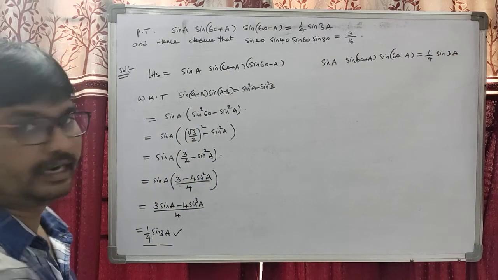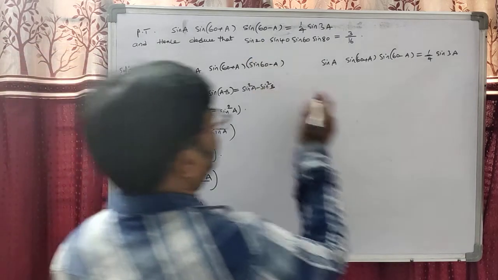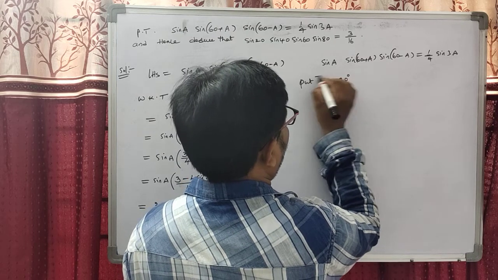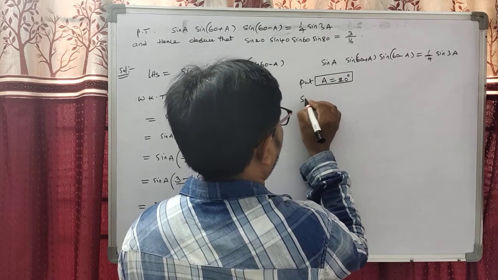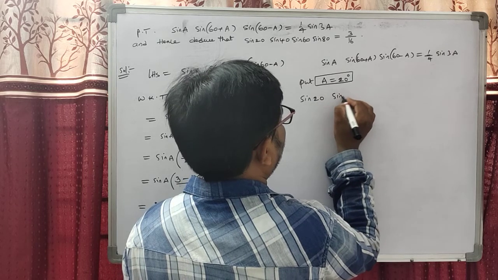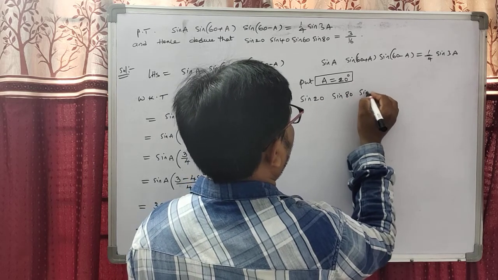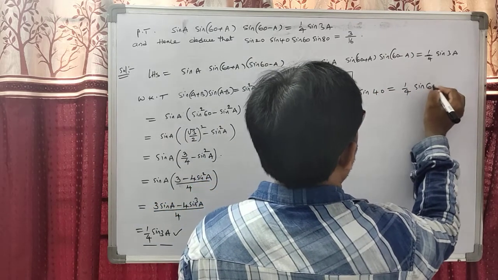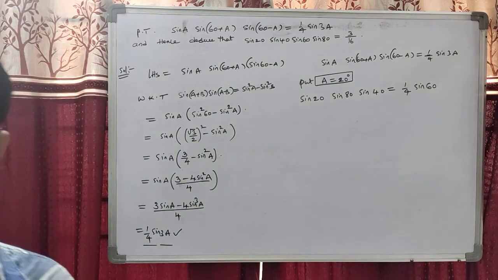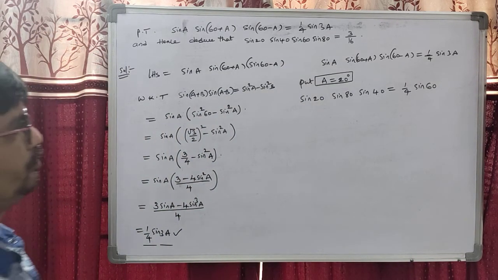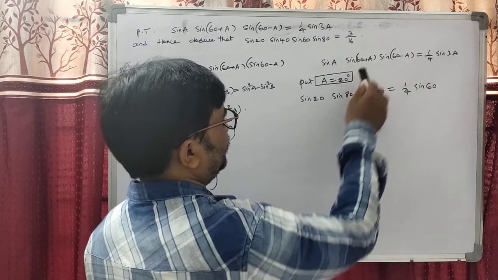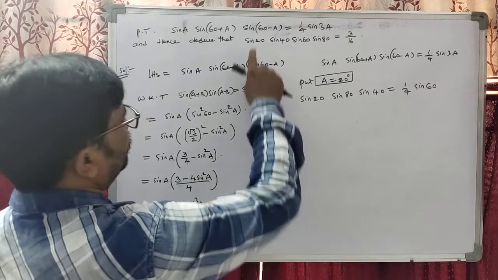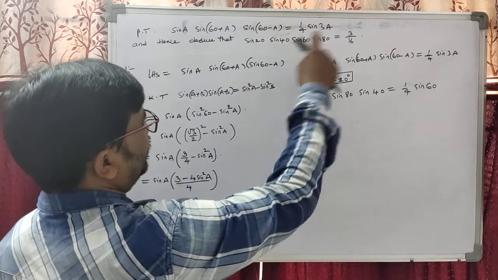Therefore students, we can write, put A equal to 20. First substituting A equal to 20. So this is sine of 20, 60 plus 20 is 80, 60 minus 20 is 40, 1 by 4, 3 into 20 is 60. Do you understand students? Substituting A equal to 20: 20, 60 plus 20 is 80, 60 minus 20 is 40. 20 is there, 60 is there, 80 is there.